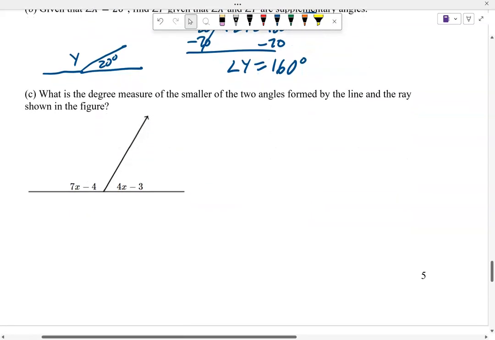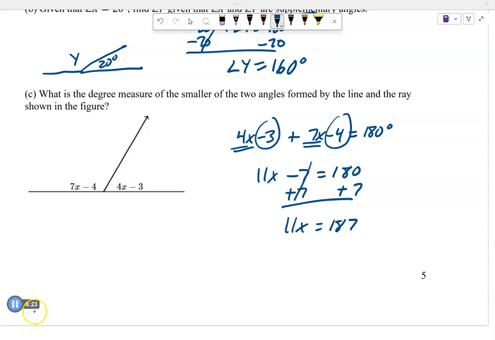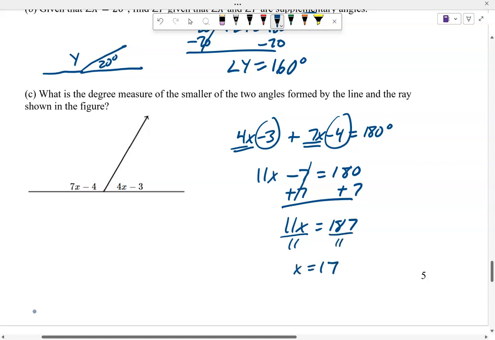Now these two are showing you that they're supplementary, right? So you have this 4x minus 3, whatever that angle is, that many degrees, plus this 7x minus 4, this adds up, they're supplementary, 180. Now let's combine like terms. I got 11x, negative 3 minus 4, I got minus 7 equals 180. Let me add 7 to both sides. So 11x equals 187. And then we divide by 11. So x ends up being 17.